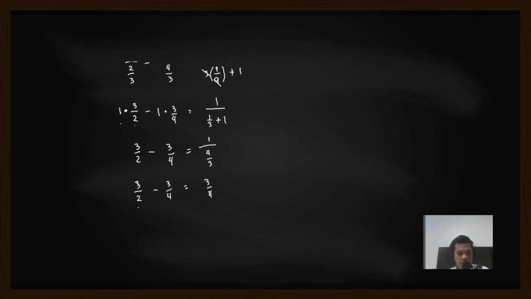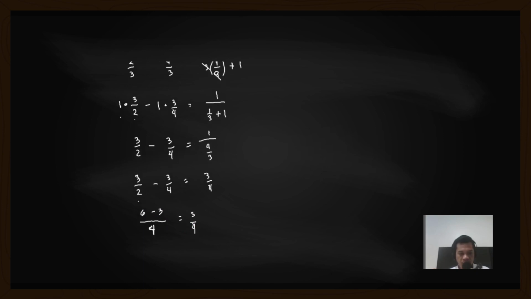So, we're going to subtract 3 over 2 minus 3 over 4. So, we have to find the LCD. So, the LCD is 4. So, 4 divided by 2, the result is 2 times 3, that is 6. Then, 4 divided by 4, the result is 1 times negative 3, that is negative 3. It's equal to 3 over 4.